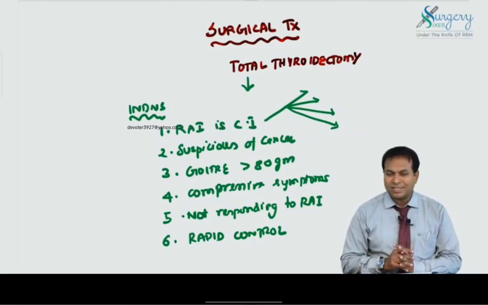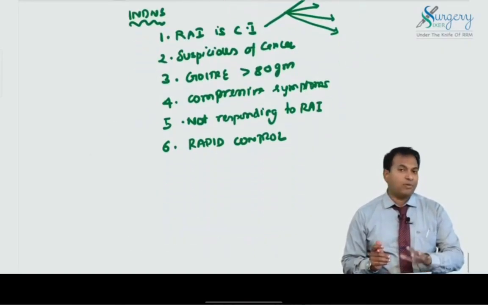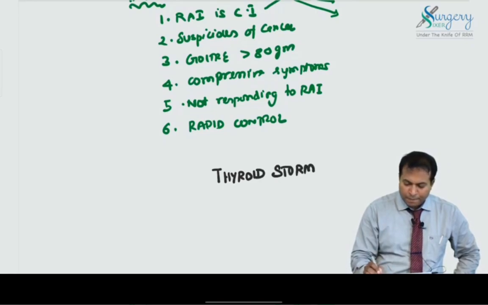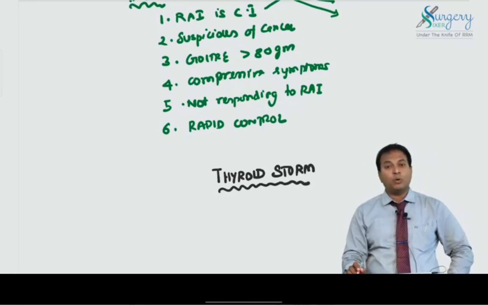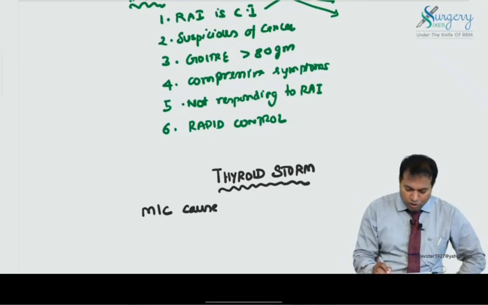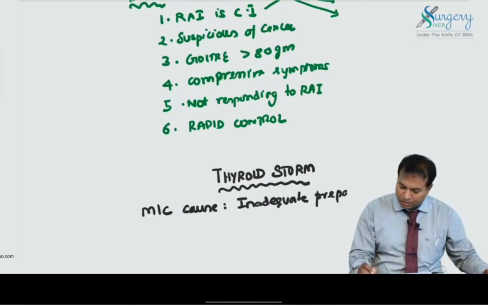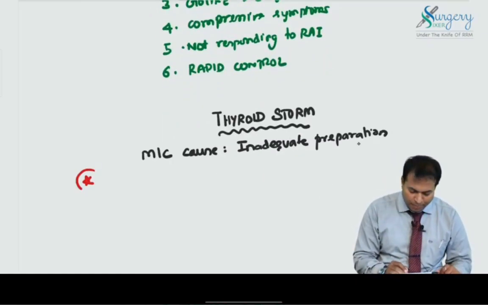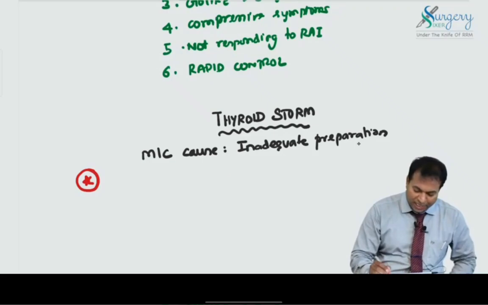While going into surgery for toxicosis like toxic goiter, be careful with the problem that can happen: thyroid storm. The most common cause of this complication is an inadequately prepared thyrotoxicosis patient taken for surgery. Please don't forget, inadequate preparation is the most common cause of thyroid storm. And in thyroid storm, you have to remember these points. Thyroid storm is a condition of hyperthyroidism associated with the following features.